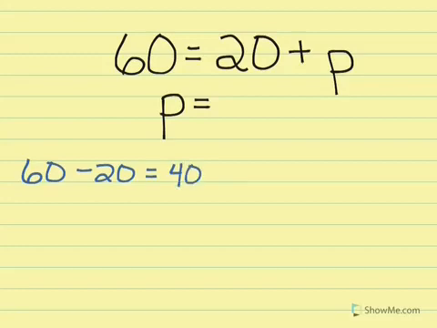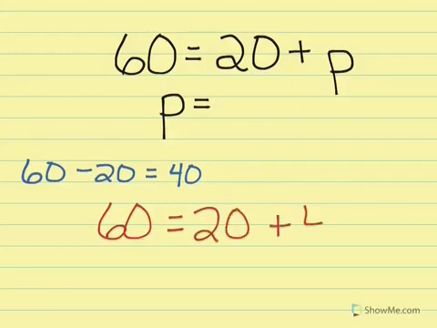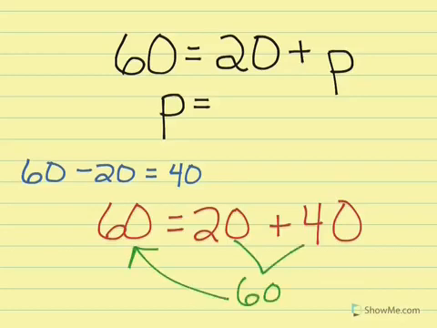Let's check. I'm going to substitute 40 for p and see if it makes my equation true. So 60 equals 20 plus 40. Whoops, that's a 60. So 20 plus 40 is 60, which is what I have here. So yes, that actually worked.